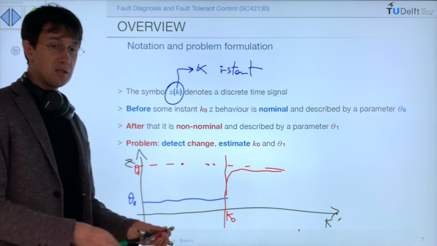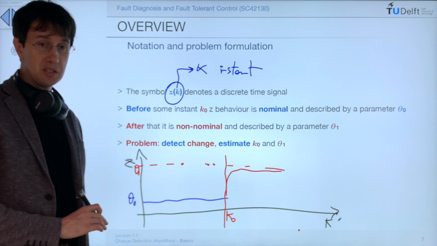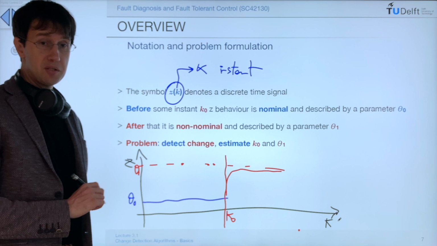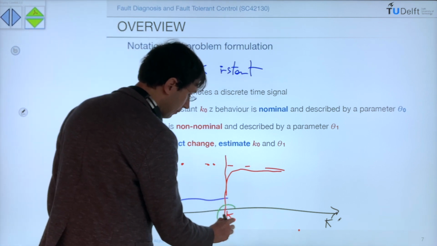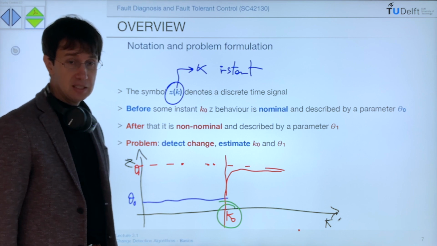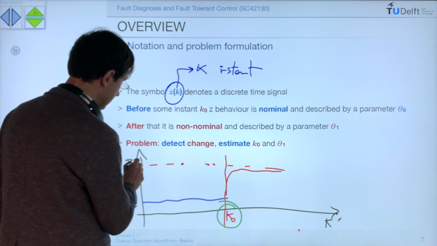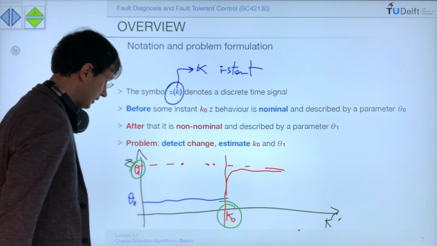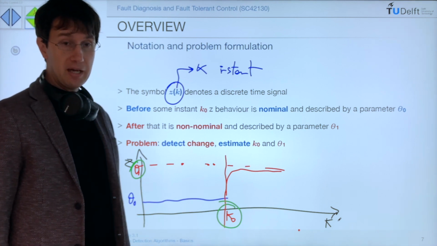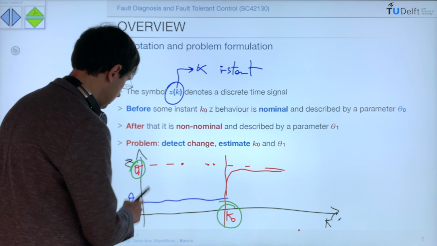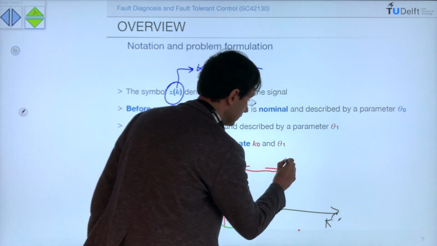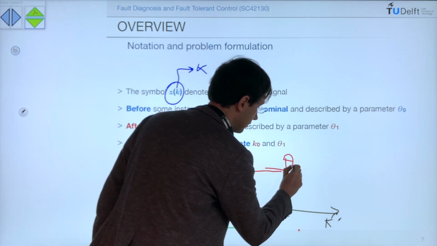Okay, so what the change detection algorithm needs to do is to estimate two things. We want to estimate the moment that we have this onset, and we want to estimate the new value of the parameter that we have in non-nominal condition. So maybe this is not clear to read. This is θ1.